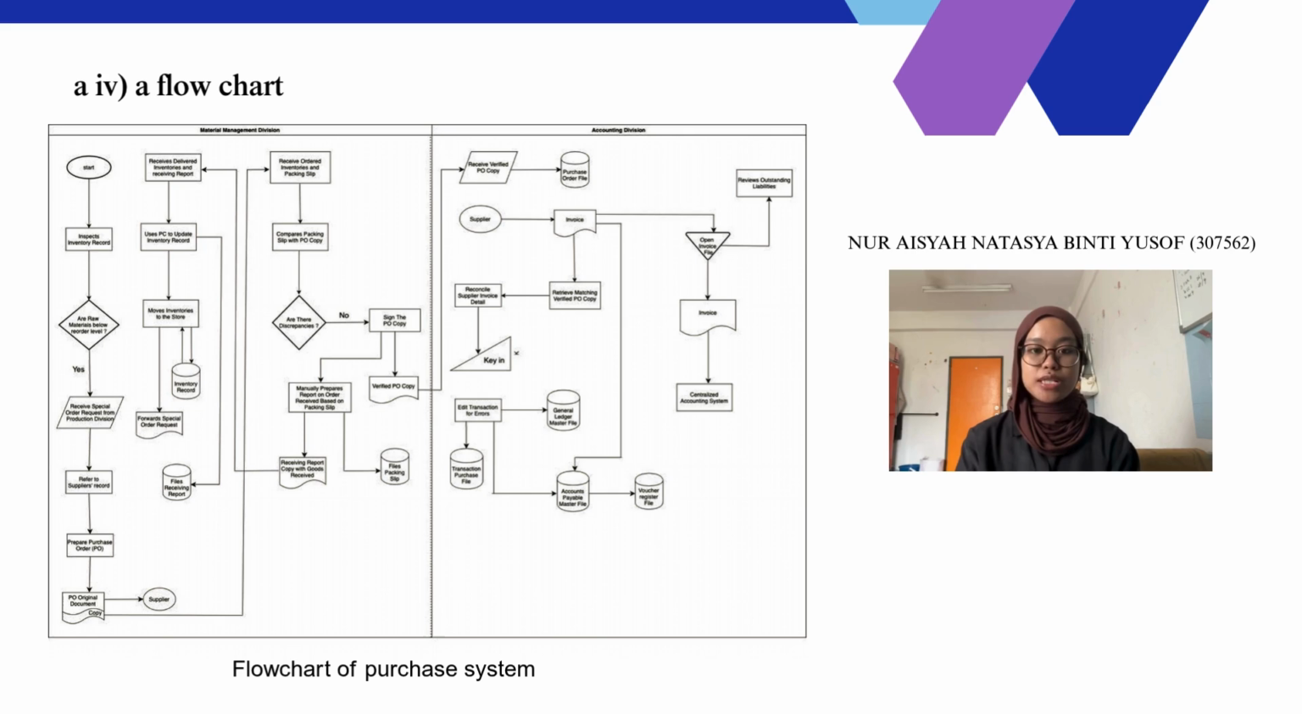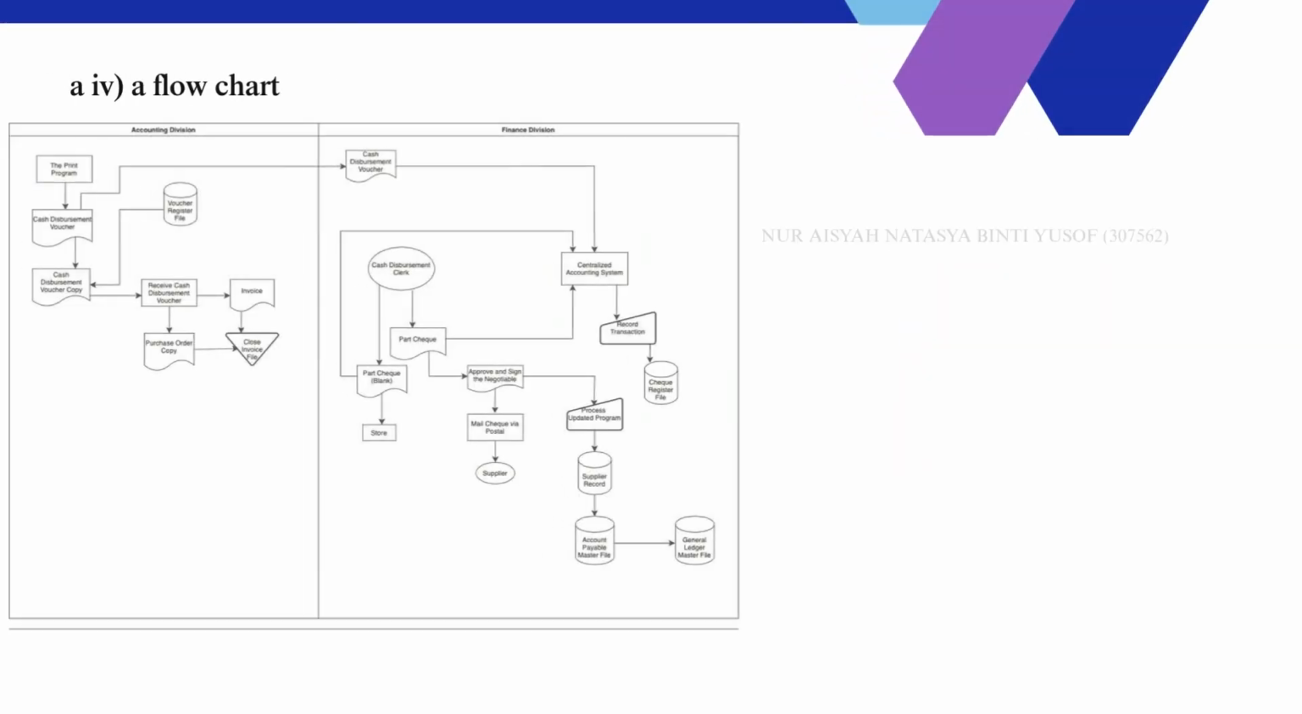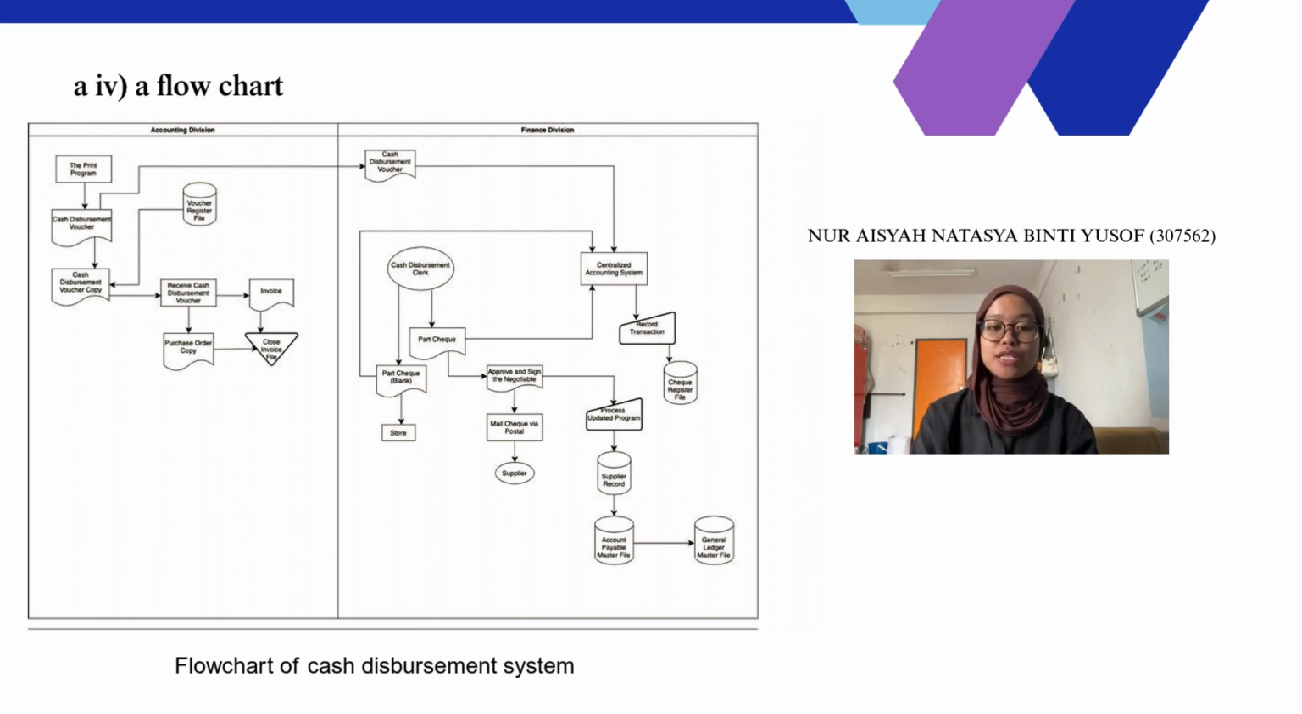This transaction information updates the general ledger master file and the accounts payable master file. A voucher register file is also created. The invoice is then forwarded to the centralized accounting system. Next, I will be explaining the flowchart of the cash disbursement system.